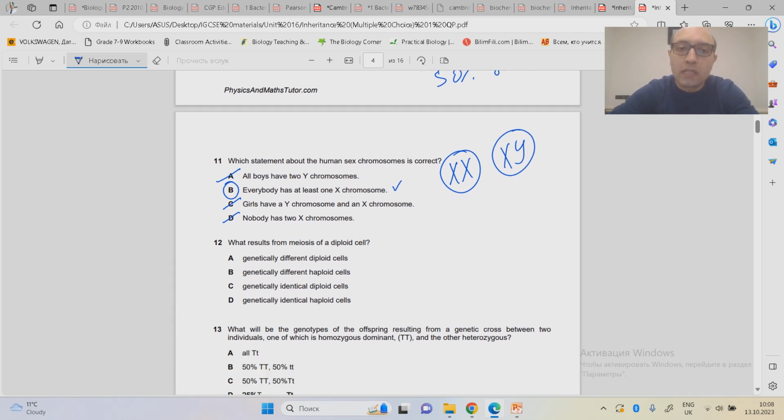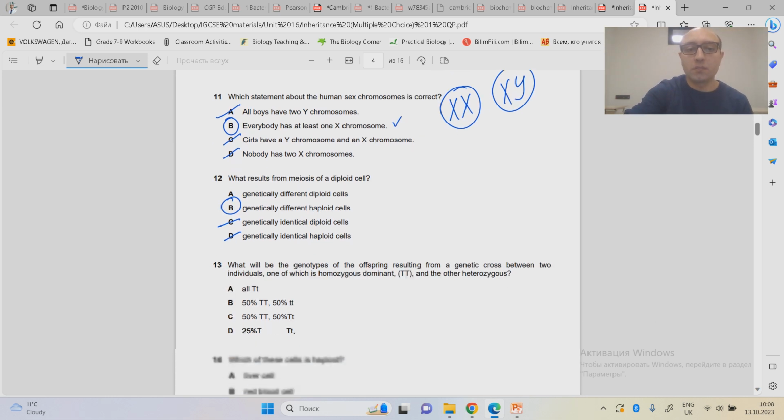What results from meiosis of a diploid cell? So we know that meiosis creates genetically different cells. So it is either A or B. And meiosis halves the chromosome number. So it is B, haploid cells.